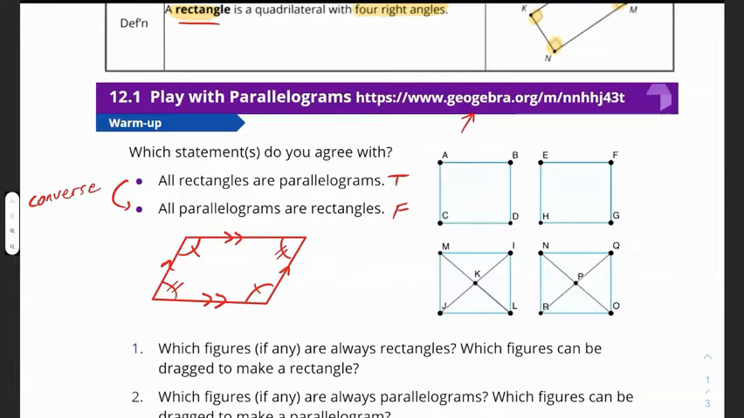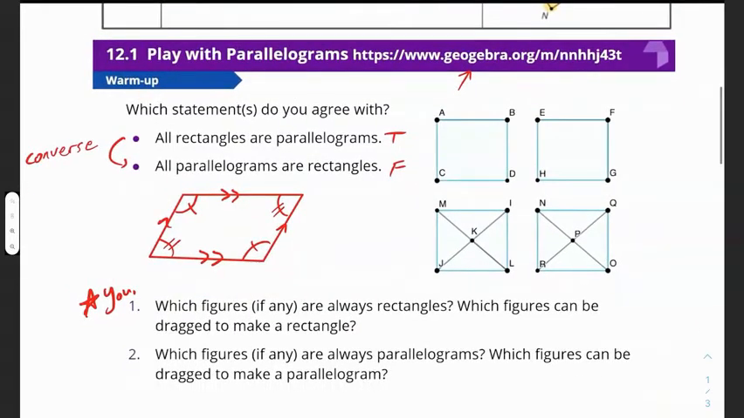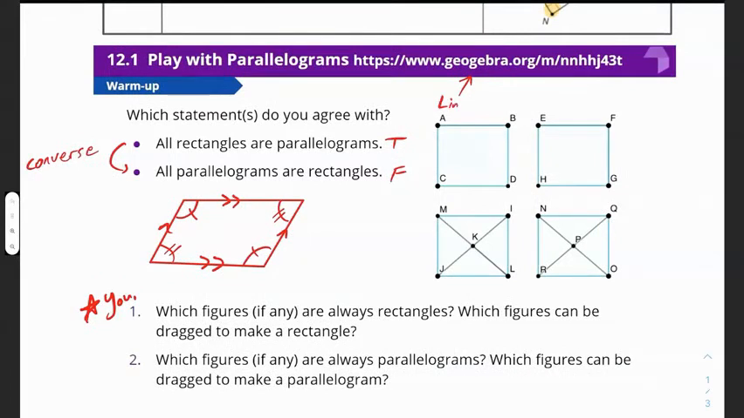All right, so number two. Again, I want you to pontificate those ones. Which figures, if any, are always parallelograms? Which figures can be dragged to make a parallelogram? So what about a rhombus? Would a rhombus work? Would a square technically be a parallelogram? Would a rectangle technically be a parallelogram? What do you guys think? Which figures can be dragged to make a parallelogram? I don't know if that is something to do with the GeoGebra link up here. We'll see.